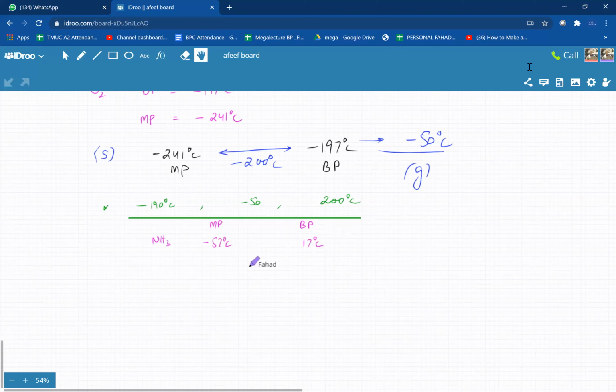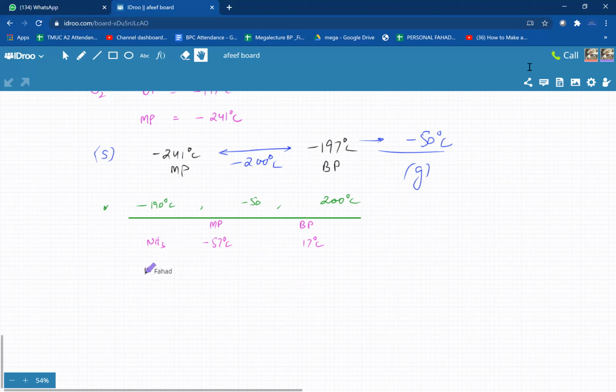Write down the states at all three temperatures. So minus 190 is going to be a solid. And then minus 50 is going to be a liquid, and then 200 is going to be a gas. Okay, that's fine.